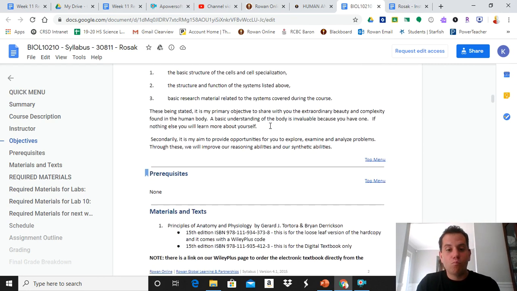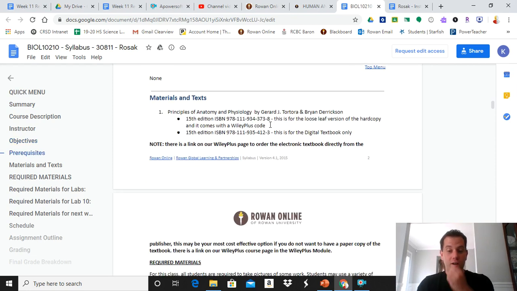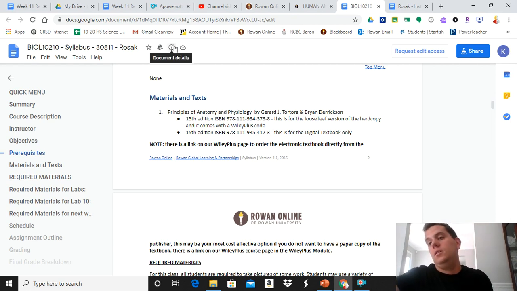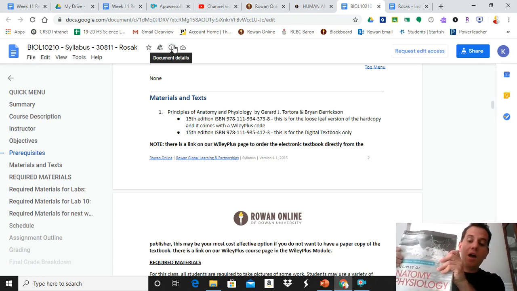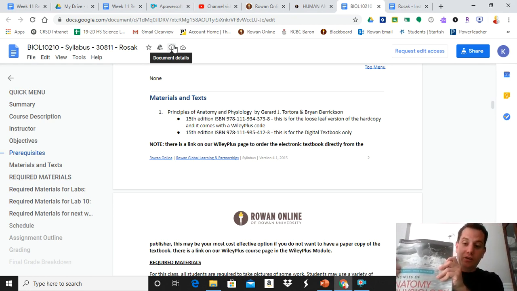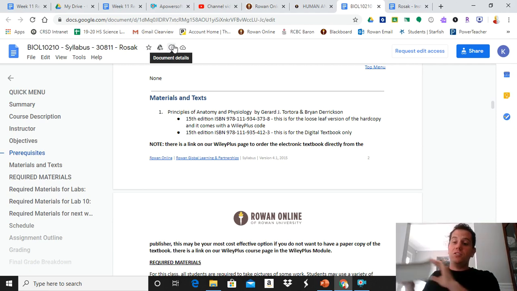So, textbook information. The online class uses the same textbook as we use in person. It's Principles of Anatomy and Physiology by Tortora and Derrickson, 15th edition. For the online class, you're more than welcome to purchase the actual hard copy. It looks like this. You're more than welcome to buy it, but you don't need to. What you need for the class is access to the Wiley Plus.